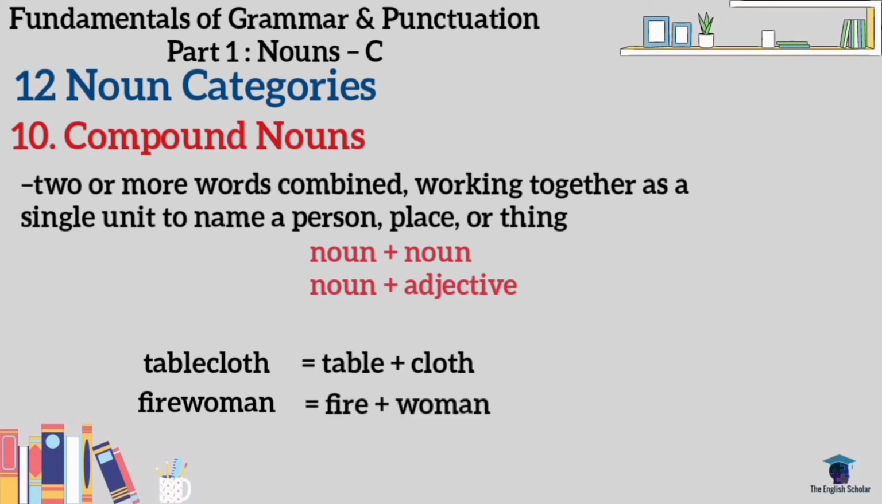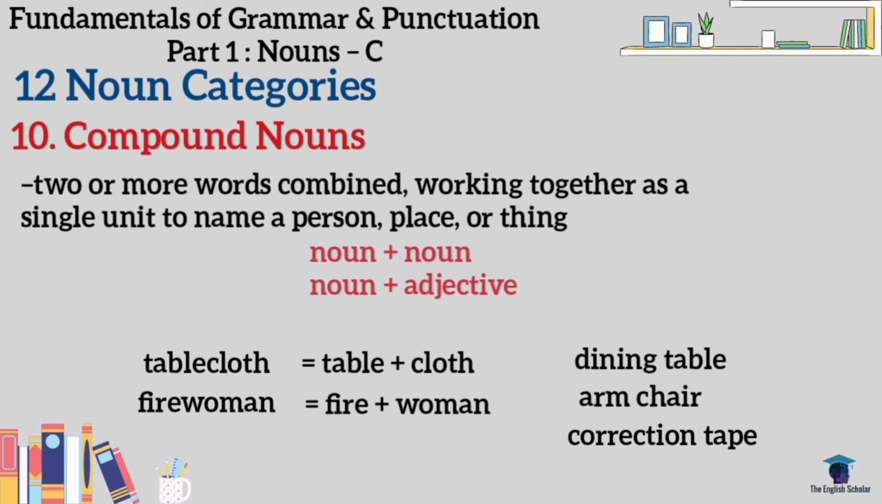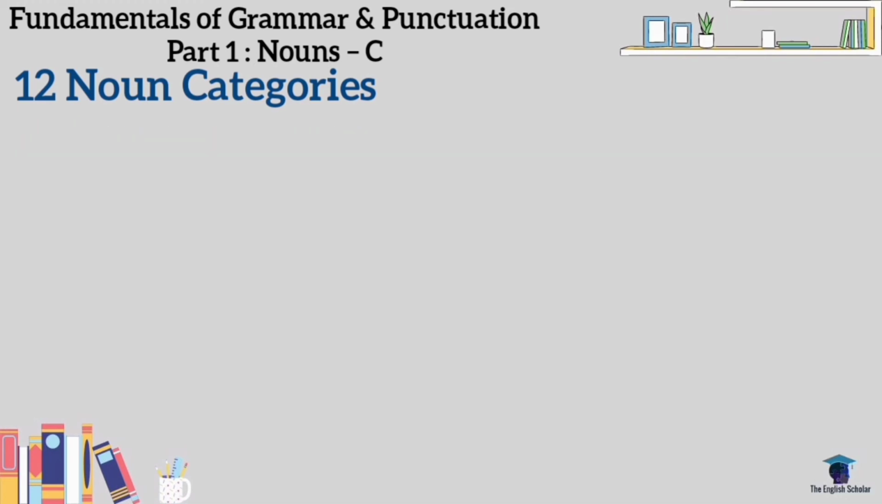It is not necessary that compound nouns are just two nouns or one noun and one adjective formed in one word. They can be two words also, like dining table, armchair, correction tape, and etc. Next, number 11. Noun phrases.